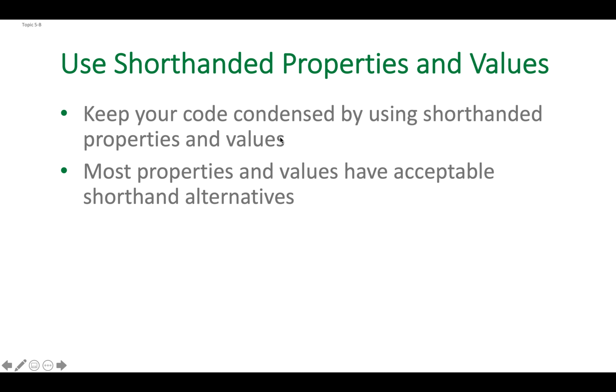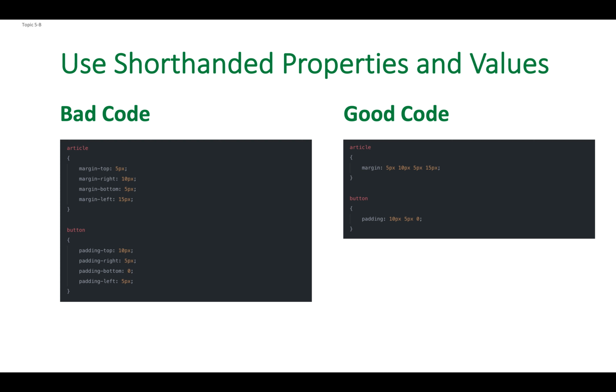Keep your code condensed by using shorthand properties and values. Most properties and values have acceptable shorthand alternatives, which you can learn on the W3Schools website also. But here's an example. Instead of writing out margin-top, margin-right, margin-bottom, margin-left, you can just write margin and it goes in that order: top, right, bottom, left. It saves so much space.